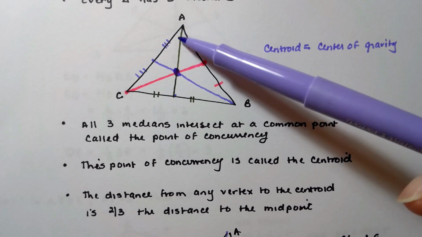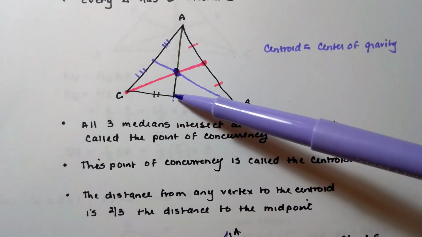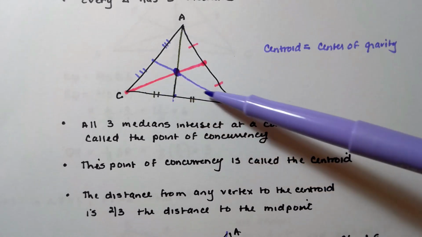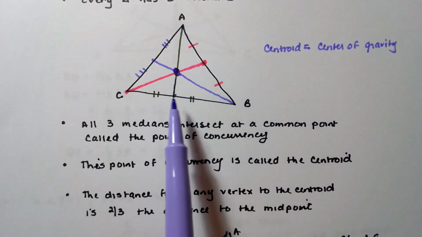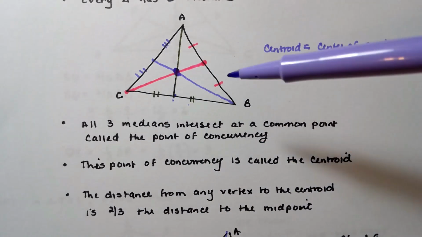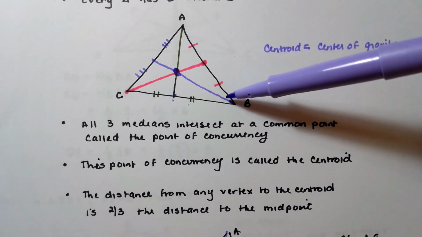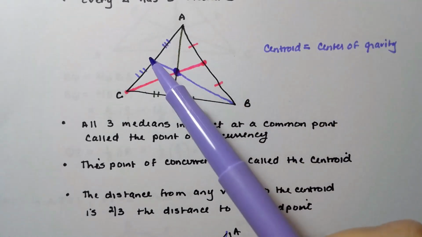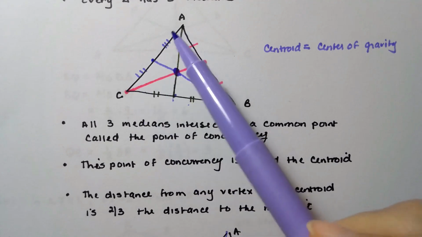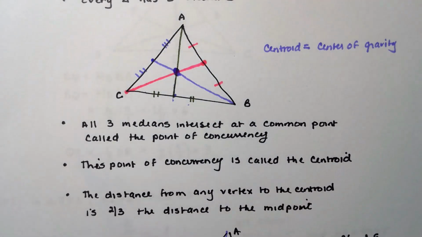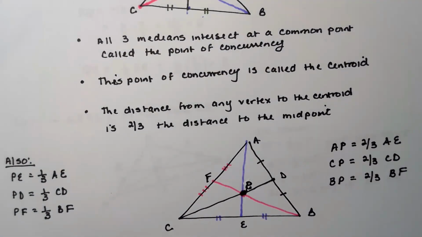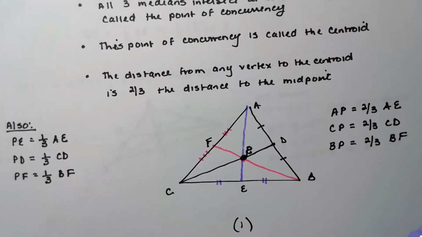So from the vertex to the midpoint of the side opposite, and if this is the midpoint of this side, CB, then those two pieces are congruent. And if this is the midpoint of AB, then these two pieces of the side are congruent. And if this is the midpoint of side AC, then those two pieces of that side are congruent. And the important part about this is application.